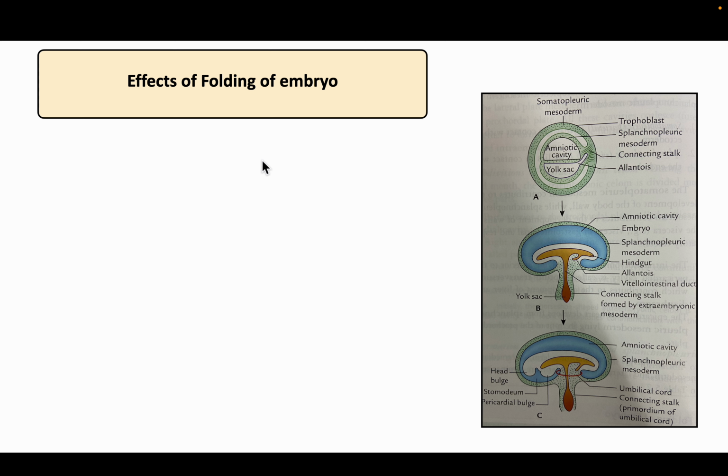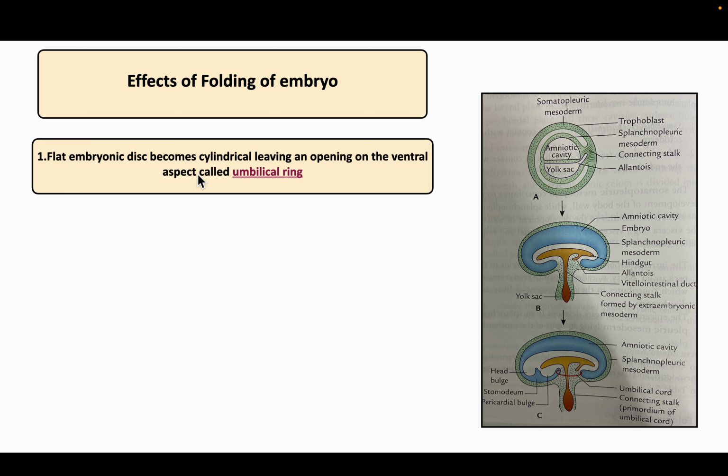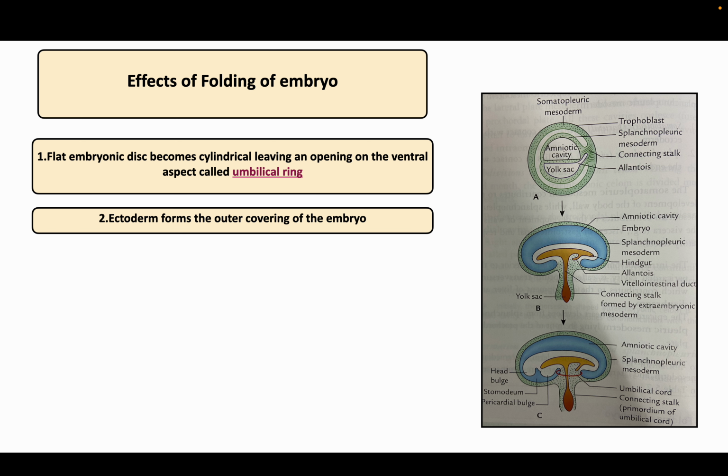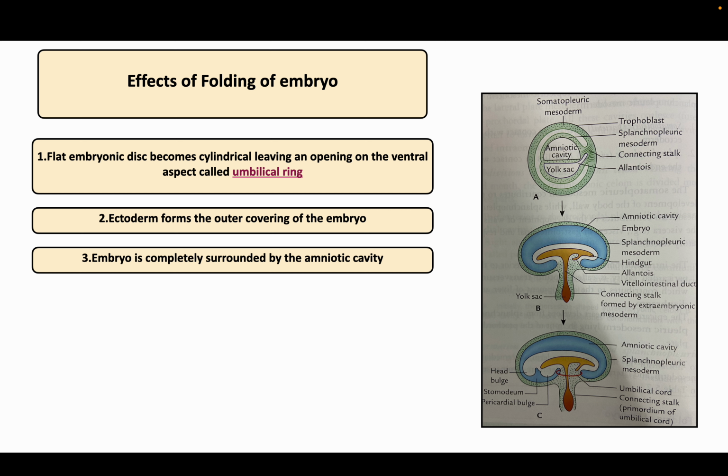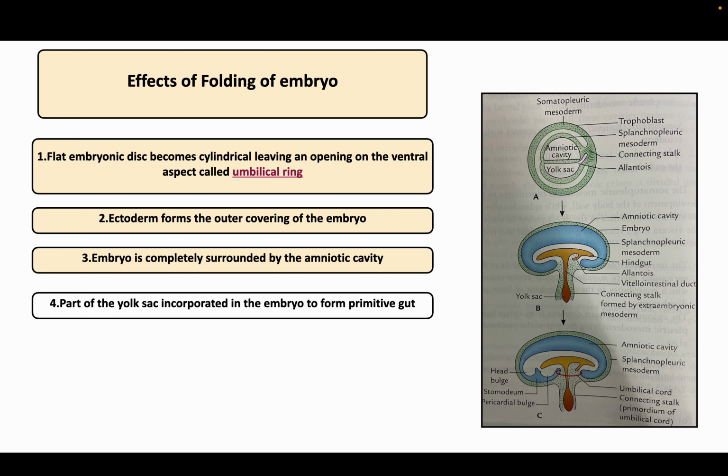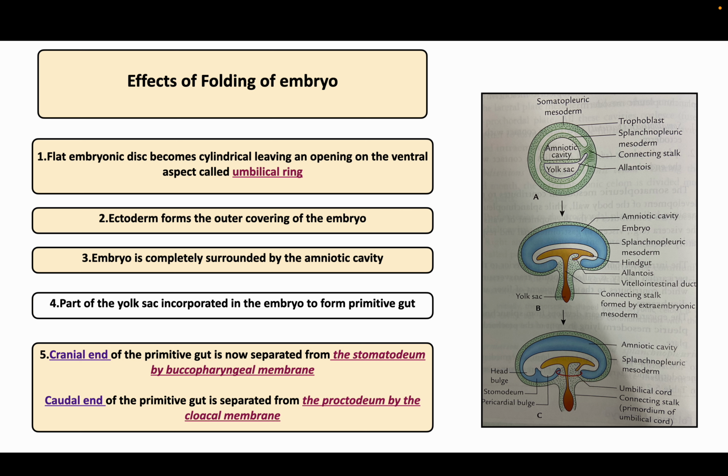The effect of folding of the embryo. The flat embryonic disc becomes cylindrical, leaving an opening on the ventral aspect called the umbilical ring. Ectoderm forms the outer covering of the embryo. The embryo is completely surrounded by the amniotic cavity. Part of the yolk sac is incorporated in the embryo to form the primitive gut.